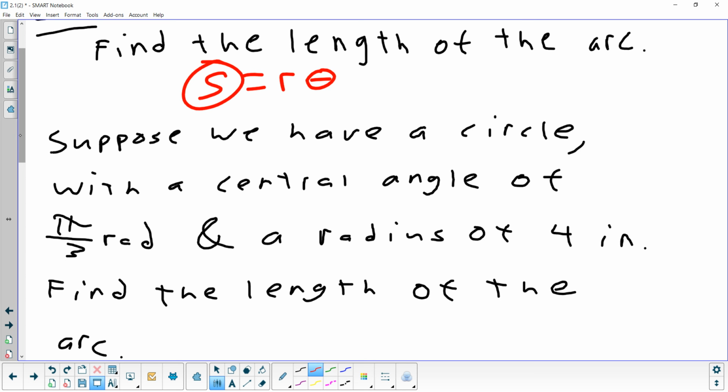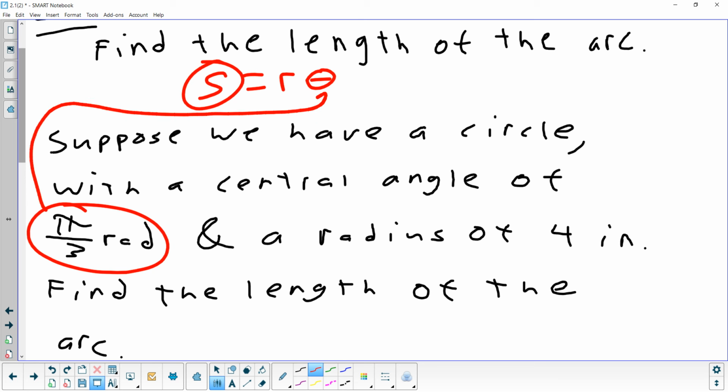Frankie, what's something else that's important there? Probably the angle part. And what's the angle part? Where it says the central angle. Central angle of how much is it in this case? Pi over 3. Yep, it's pi over 3. Dom, where's that pi over 3 going to go in this formula? It's going to be the theta.